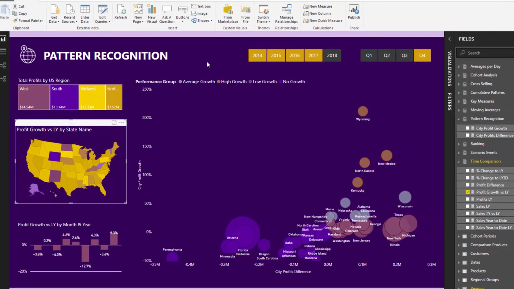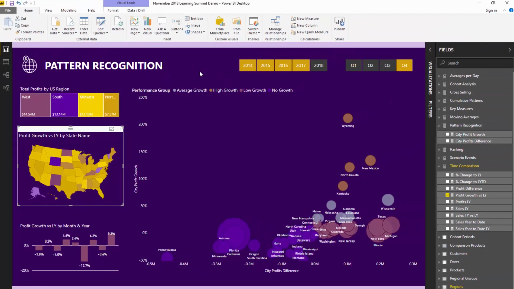Okay, so we've got to build this up. We're going to utilize this measure branching technique I talk about a lot, right? You've got to start simple, calculate what your profits are. But then this is where we start jumping into DAX formulas, right?